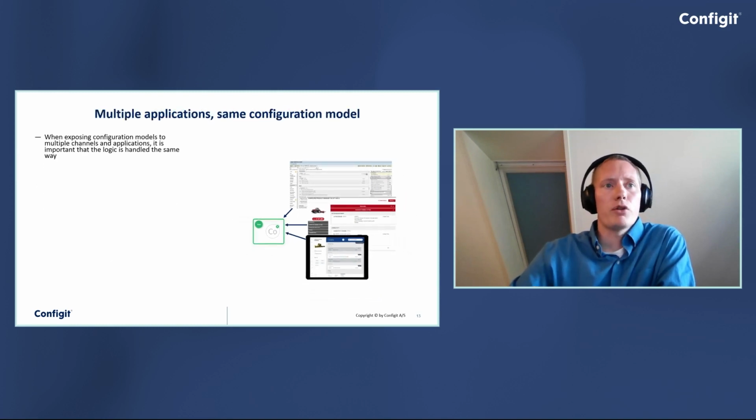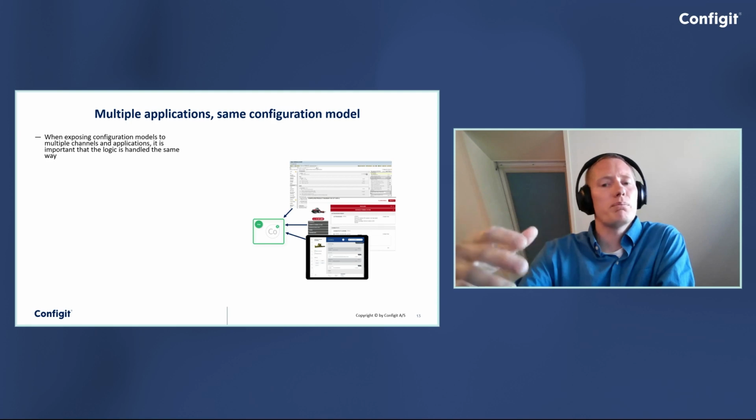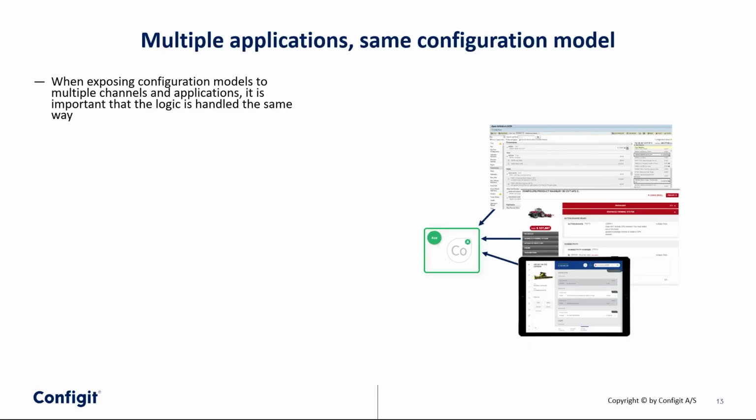If we dive a little bit further into it, as I said, CNH has multiple applications, but with the same configuration models underneath. You could also choose to have just a single application that you then expose in different ways. There can be pros and cons with both, but the advantage is that when you're exposing your configuration models to multiple channels and applications, you need to make sure that your logic is handled in the same way. I also mentioned that earlier, that you really need to make sure that what you expose is the right information at the right time.